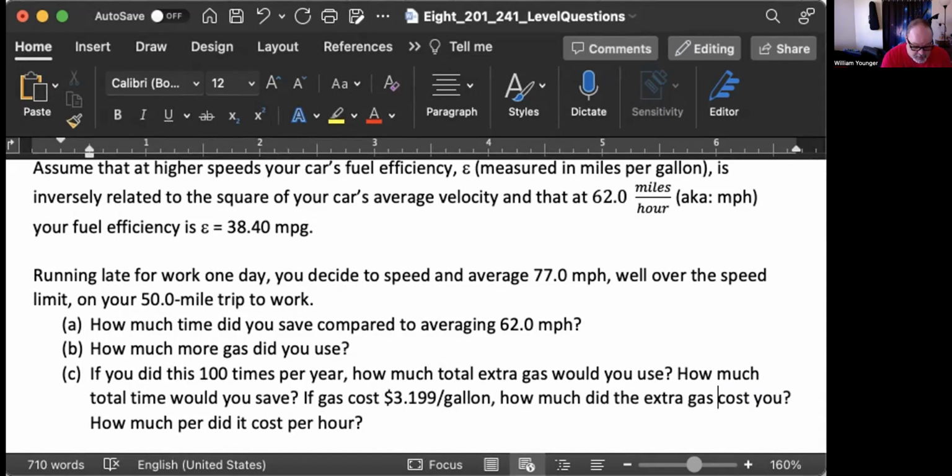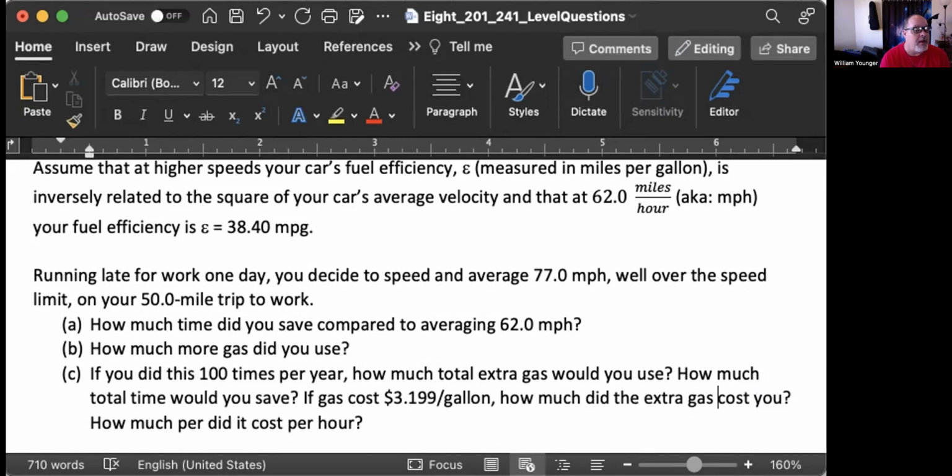The trip to work length is going to be 50.0 miles. Again, I'm using traditional statutory slash British units, just because that's normally what comes at us when we're talking about our car. One day we're going to run 77 miles per hour instead of the normal 50 or 62.